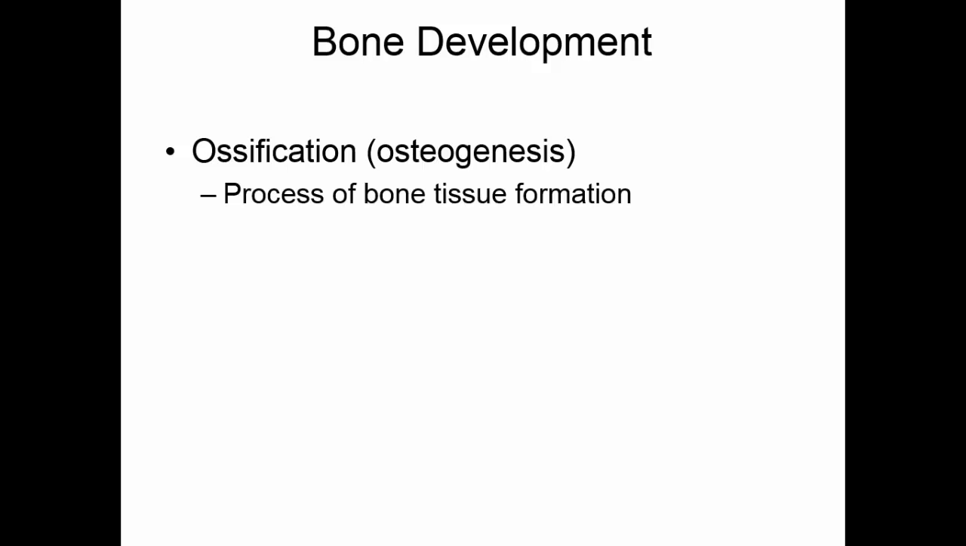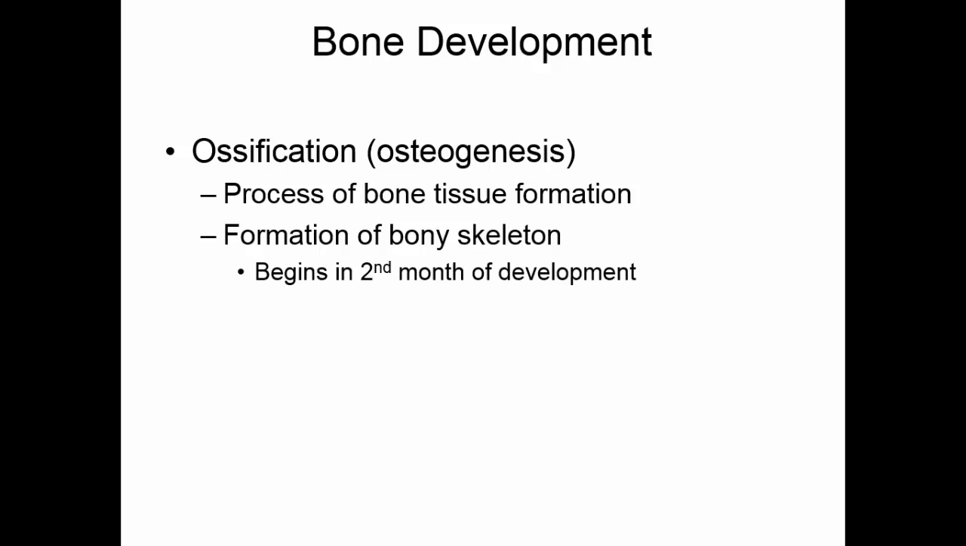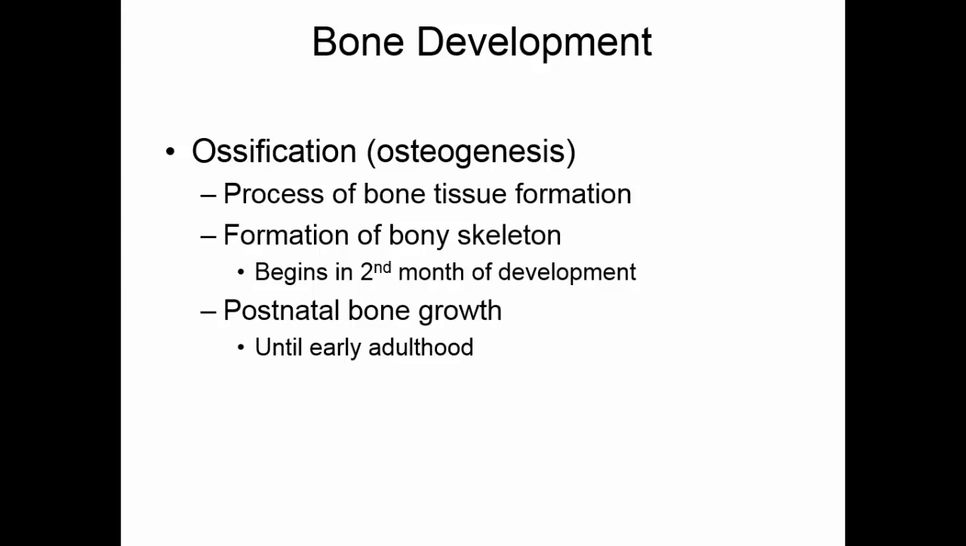We are not born with a fully developed skeletal system. Ossification or osteogenesis is the process of bone tissue formation. It's the formation of the bony skeleton which begins in the second month of development. After we're born, there is still some postnatal bone growth. This occurs until early adulthood. And throughout our entire life, we have bone remodeling and repair. So bone development goes on throughout our entire life.